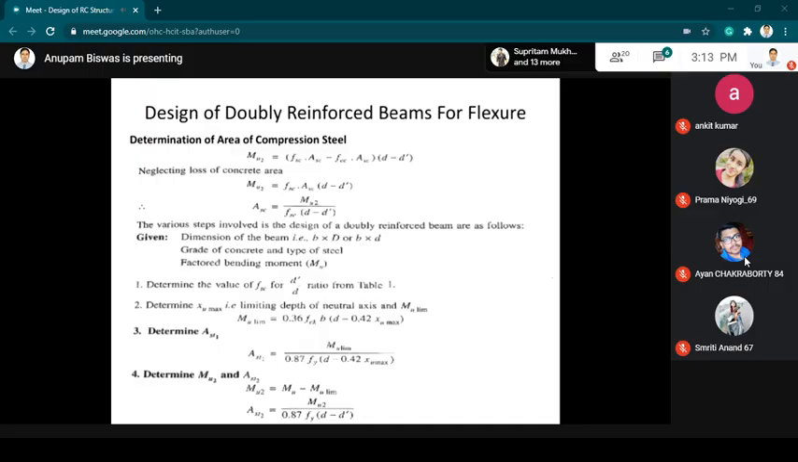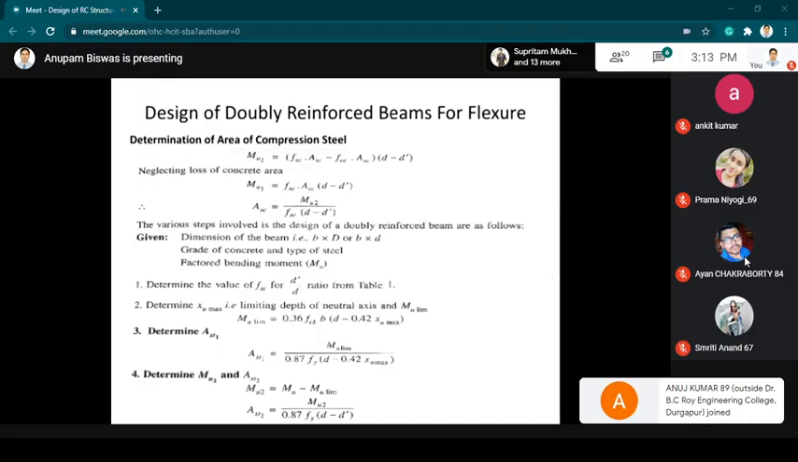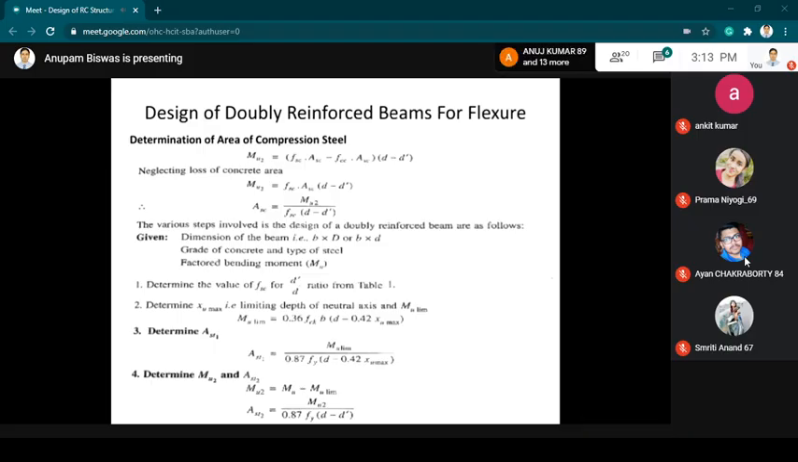Okay, next step is to determine the AST1, that is area of steel for the section considering singly reinforced beam. So value of AST1 is Mu limit divided by 0.87 Fy into D minus 0.42 XU max. Okay, we have already seen how this value is coming in the previous chapter. We have discussed how this value is coming for singly reinforced beam.